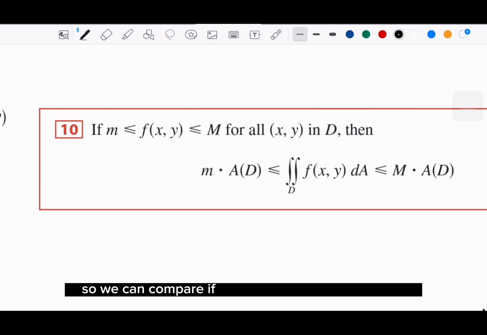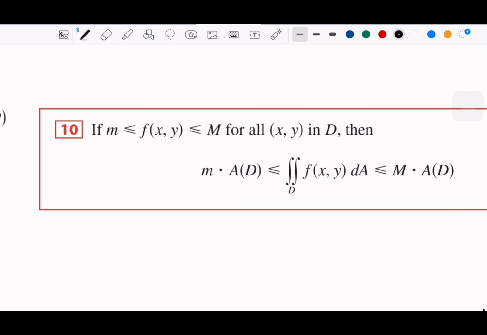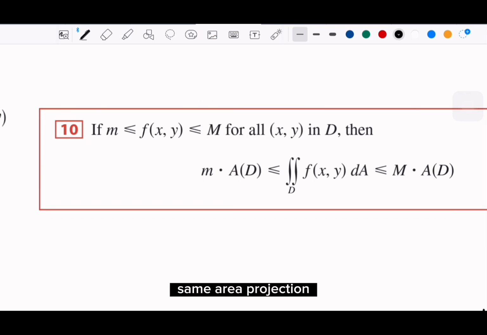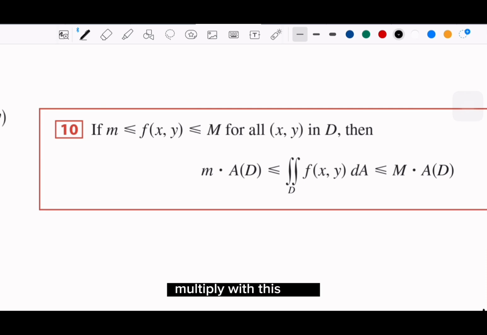So we can compare the small m and this capital M, which are on the bottom and the top of our surface. It means that when we want to evaluate this double integral, we want to evaluate the volume. They all have the same projection on the xy plane, the same area projection. So the volume will be small m multiplied with this area, and it's also capital M multiplied with this area, and this is going to be in between. The value of this volume will be in between the left and right.